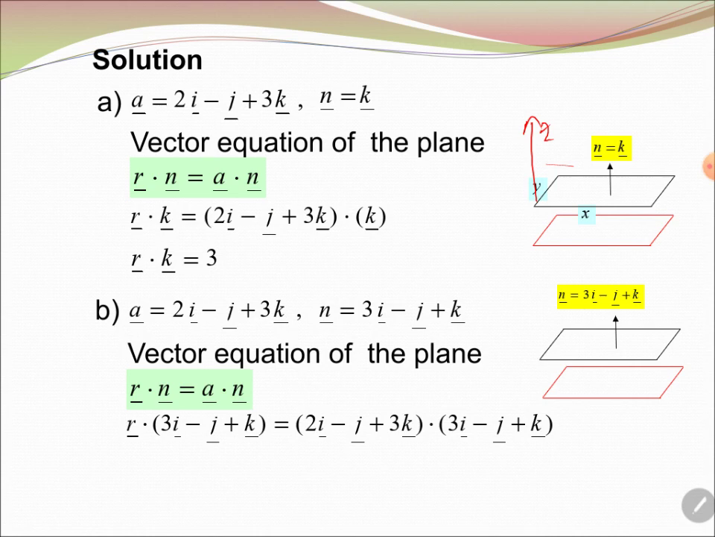So 2i minus j plus 3k dotted with 3i minus j plus k. So what do we have on the right side? We have 6 plus 1 plus 3, so equal to 10. So r dot 3i minus j plus k is equal to 10.